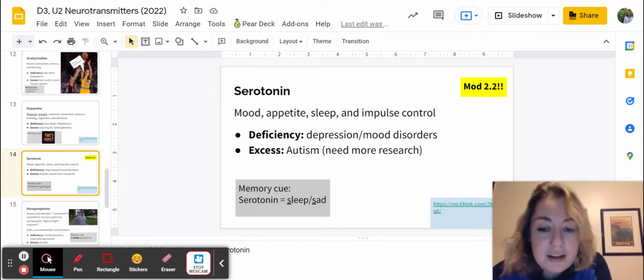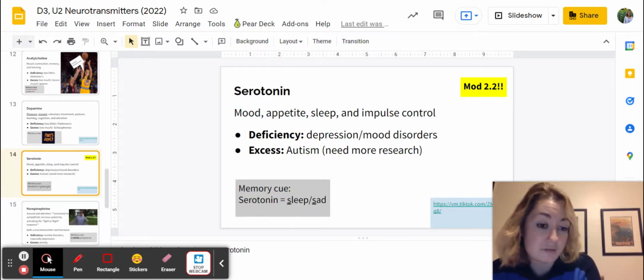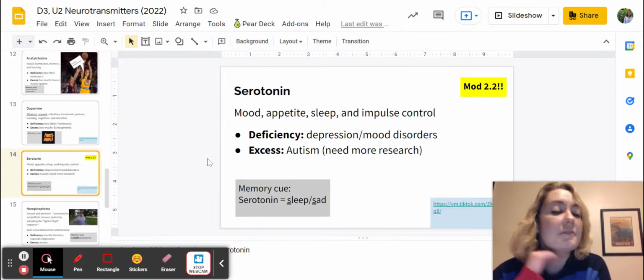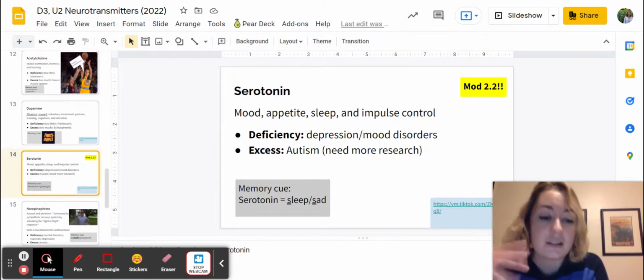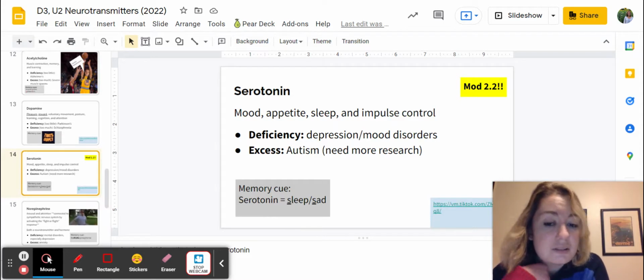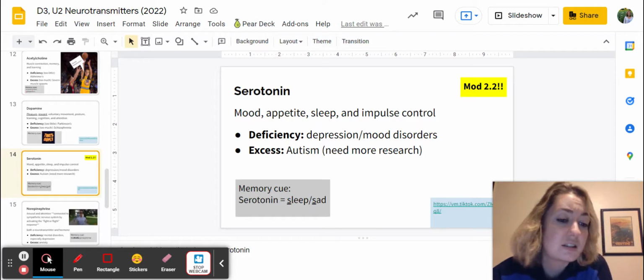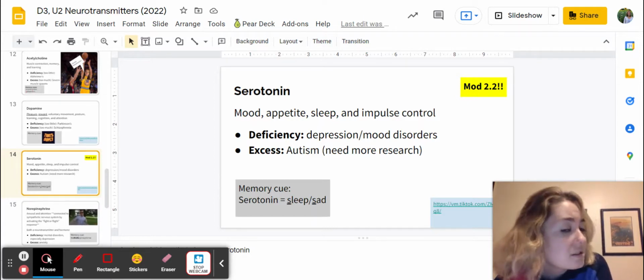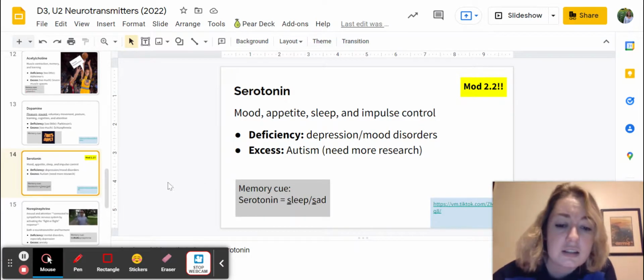In contrast, we've got an excess if you have too much serotonin. This is something where we talk about correlation versus causation. They found associations: looking at people who are already diagnosed as having autism, they find that you are more likely to have higher serotonin levels if you're diagnosed with autism. But this is something that needs more research. Again, this is very preliminary. We don't need to know this for this class, but it's research that's out there, and they're trying to see whether it's correlation or causation.